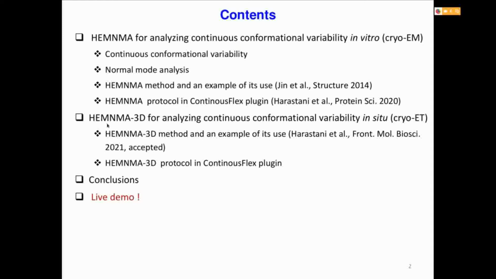And then we recently extended this to 3D analysis of subtomograms with missing wedge, of course. So again, it is about continuous conformational variability. We'll hear about this new method, and I will show you one example of its use. This is part of a manuscript that we just recently got accepted for publication, so you will read about it soon. And then I will show you the protocol in ContinuousFlex. So you will see the slides, and then I will conclude this talk. This is the first part of the talk, and then I will show you a live demo of the two protocols in Scipion.